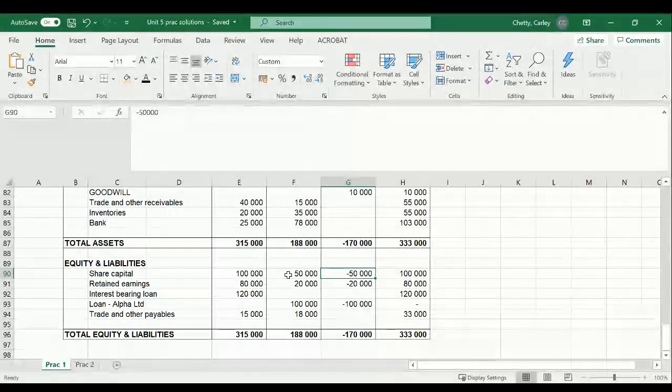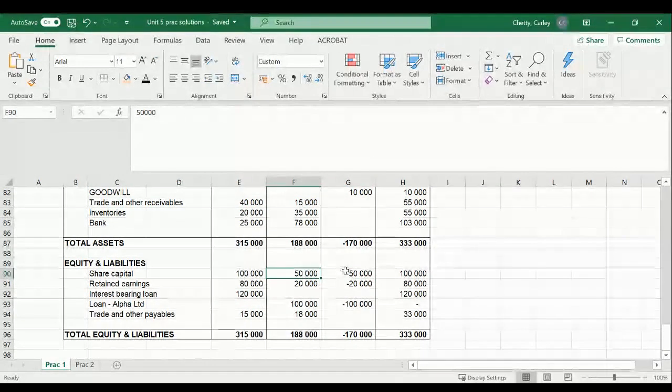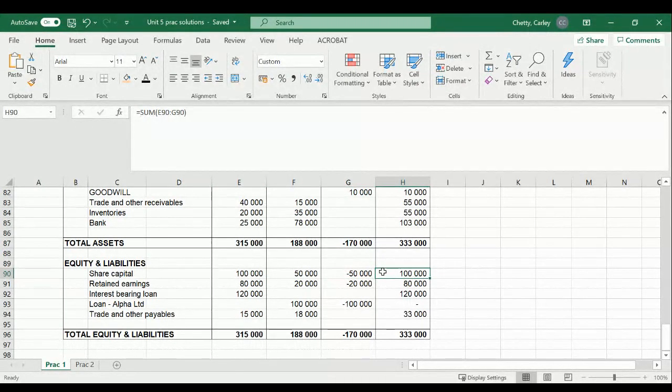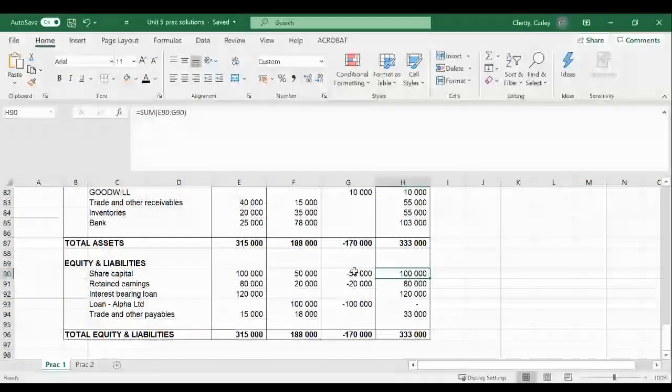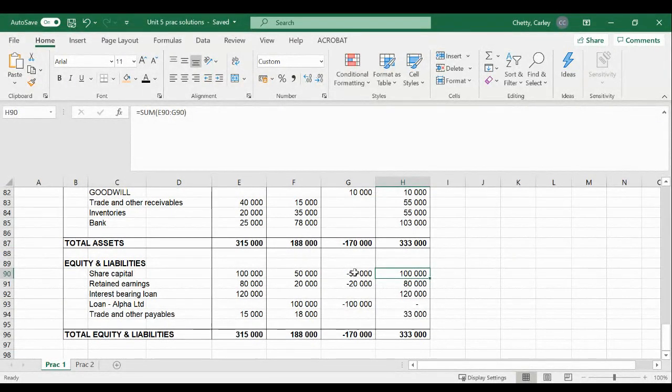So even though in beta's books, it has a credit of share capital of 50,000 Rand, we eliminate this in our pro forma journal entries. So therefore, when we have a look at our consolidated financial statements, we're going alpha plus beta plus the pro forma journal entries. So we're going 100,000 Rand plus 50,000 Rand minus 50,000 Rand, which represents the eliminating journal entry, and this will give us 100,000 Rand share capital in the consolidated financial statements.